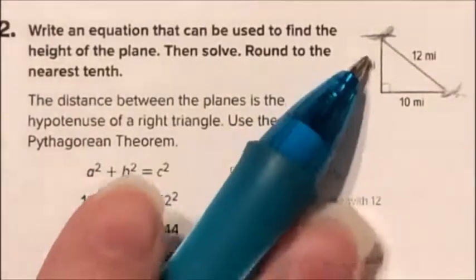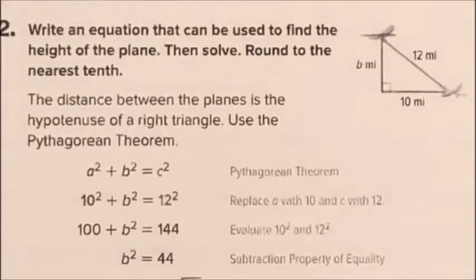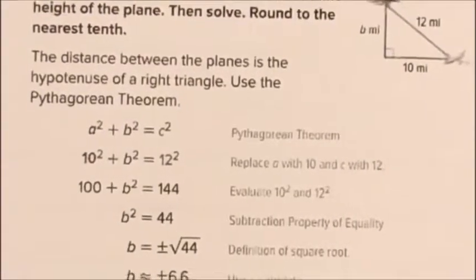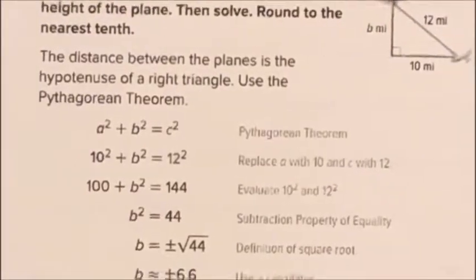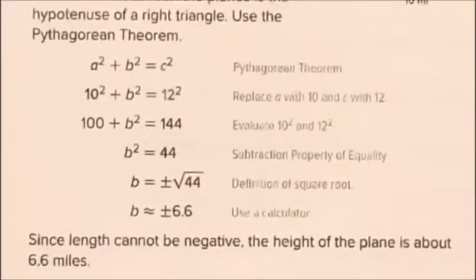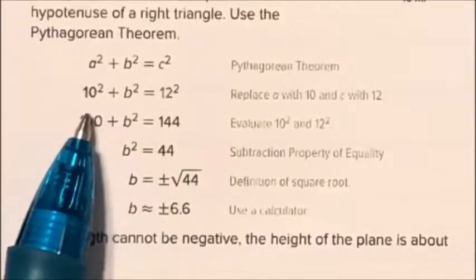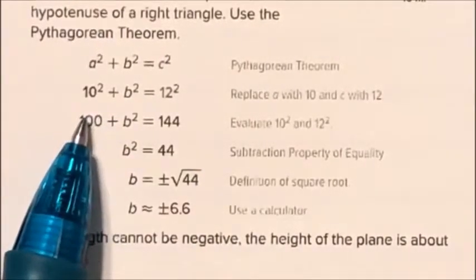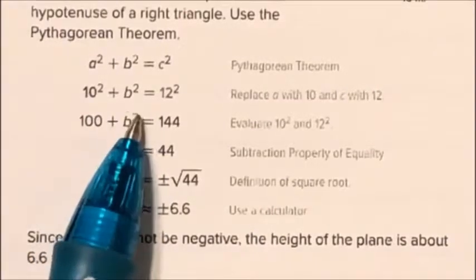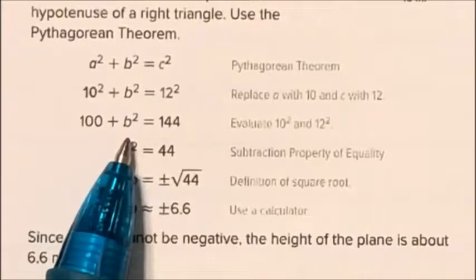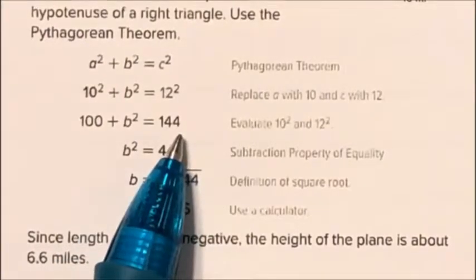So this forms a right triangle. From here, I can see that I'm missing a leg. So a squared plus b squared equals c squared. 10 squared is one of my legs, plus b squared, that's the other leg that I don't know, equals 12 squared. So 100 plus b squared equals 144.